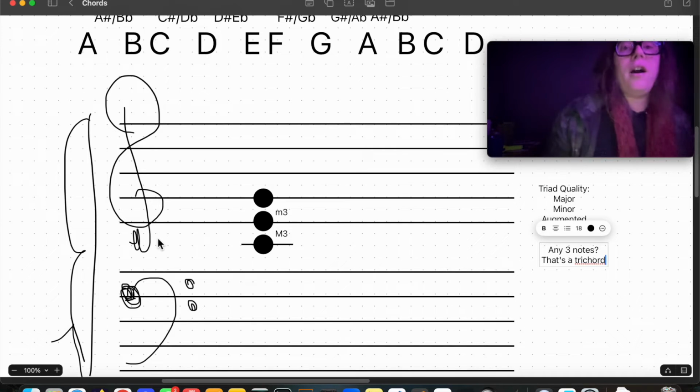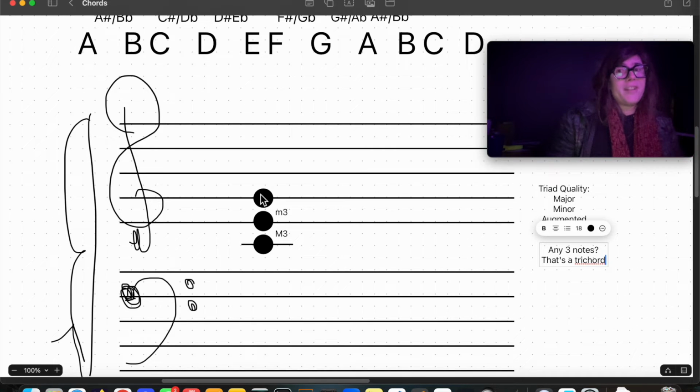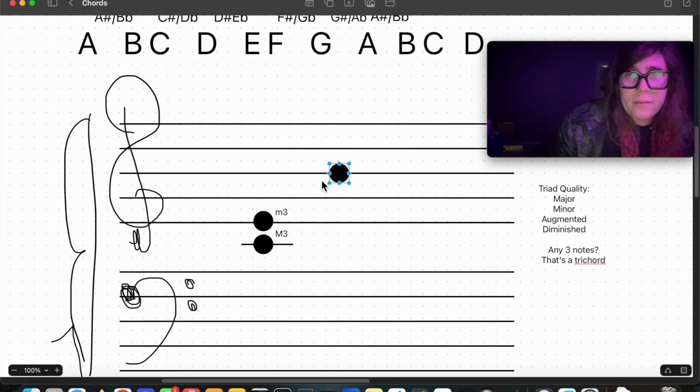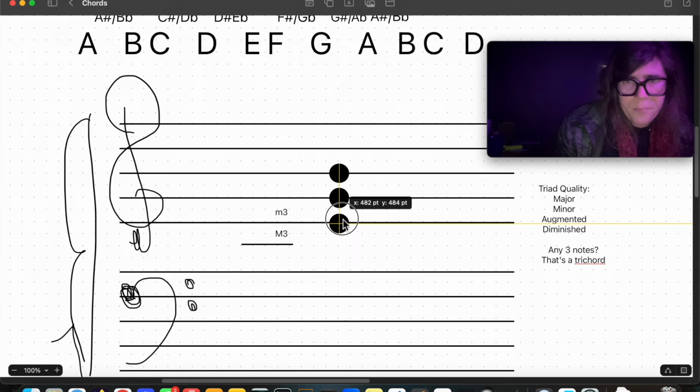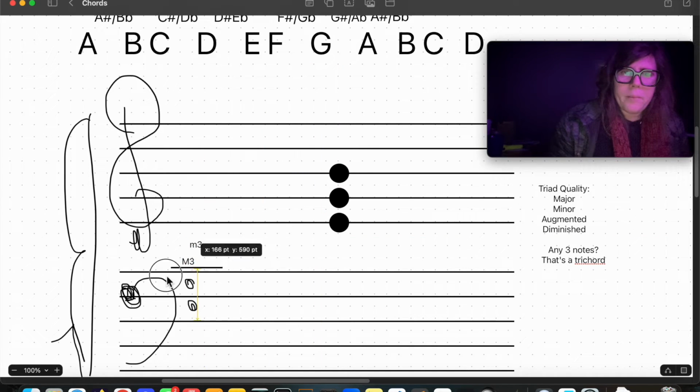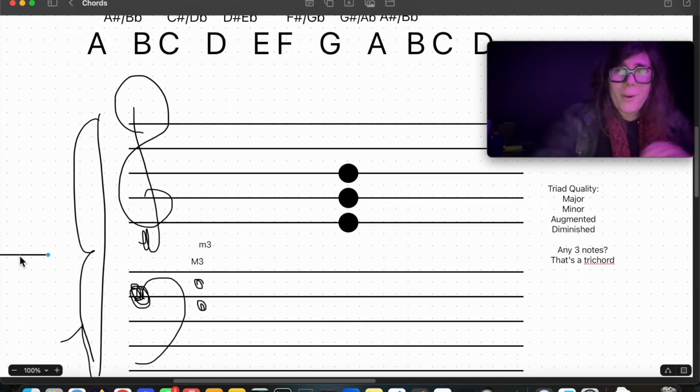What if we move these up to a different pitch level? I'm going to move these up here. This is a different chord. I'm making a different chord right now. And this is E, G, B. Now, I'm going to move these guys out of the way. I'm going to move this one out of the way. Okay.